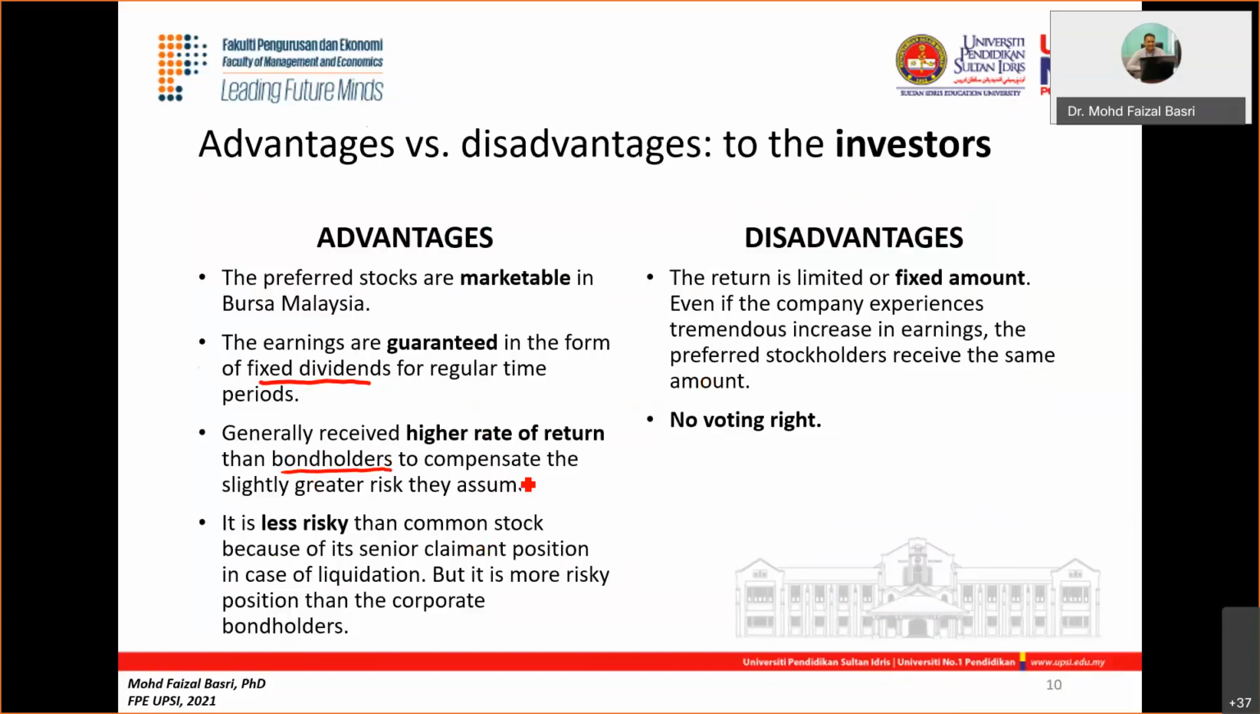Okay. However, in terms of disadvantages, you don't have voting rights. And since your returns are fixed, this is quite similar to bond. So even if the company performs very well that year, you're not going to have more returns because your return will be fixed to the specific amount. Even if the company performs extremely well, you're not going to have higher returns.